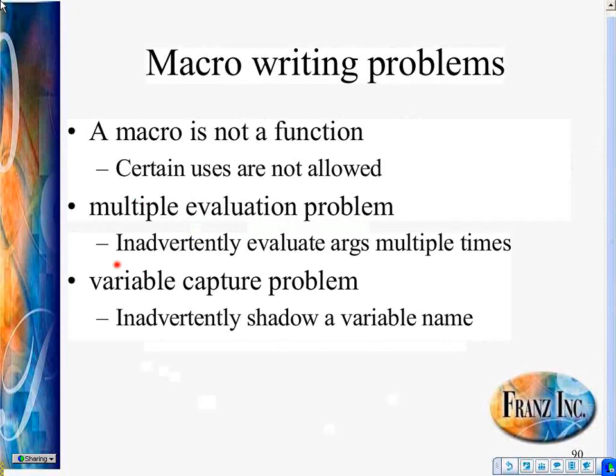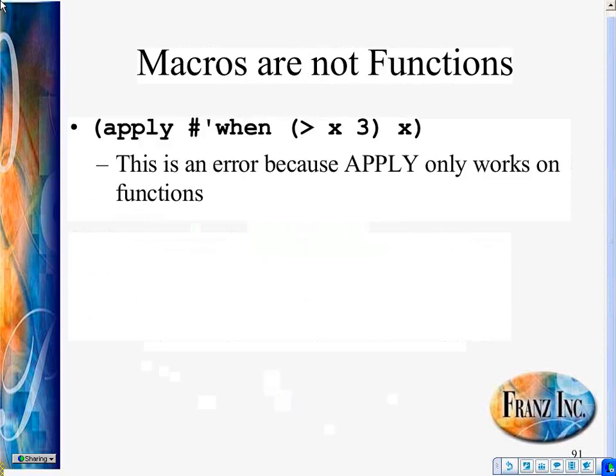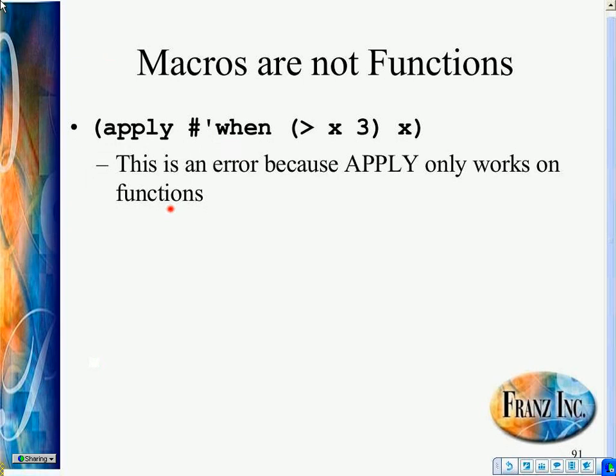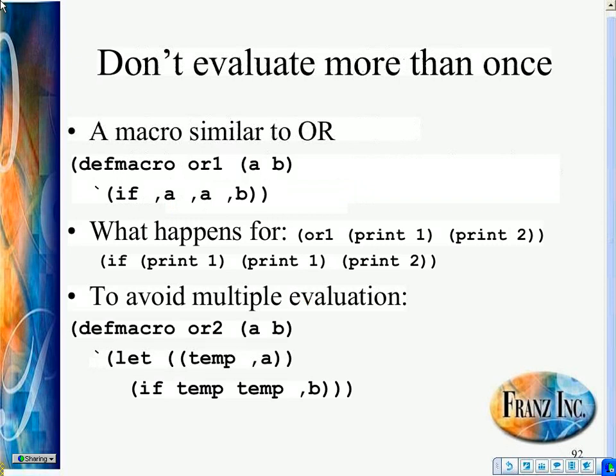And then there are two problems. One's called the multiple evaluation problem, and the other is called the variable capture problem, and we're going to go into those in detail. Here is just pointing out you cannot call apply and give it as the first argument the name of the operator being when. When is a predefined macro within Allegro Common Lisp, and this is just going to fail. You'll get an error. Apply will tell you its operator argument cannot be a macro.